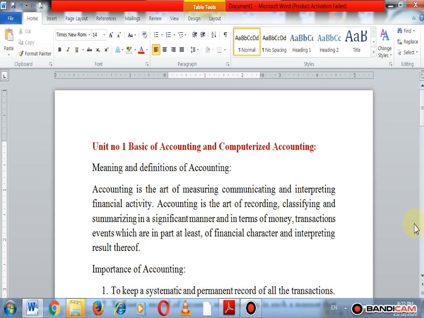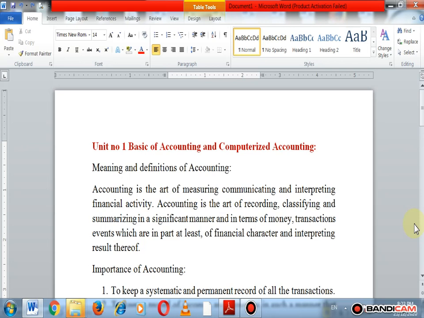Summarizing means the financial information collected is classified and recorded under respective heads of ledger accounts. Then the classified data is summarized in such a manner that it becomes useful to the internal and external users of accounting statements. At the end of the stipulated period, balances of ledger accounts are extracted. A trial balance is prepared by grouping these balances under two columns, debit and credit.